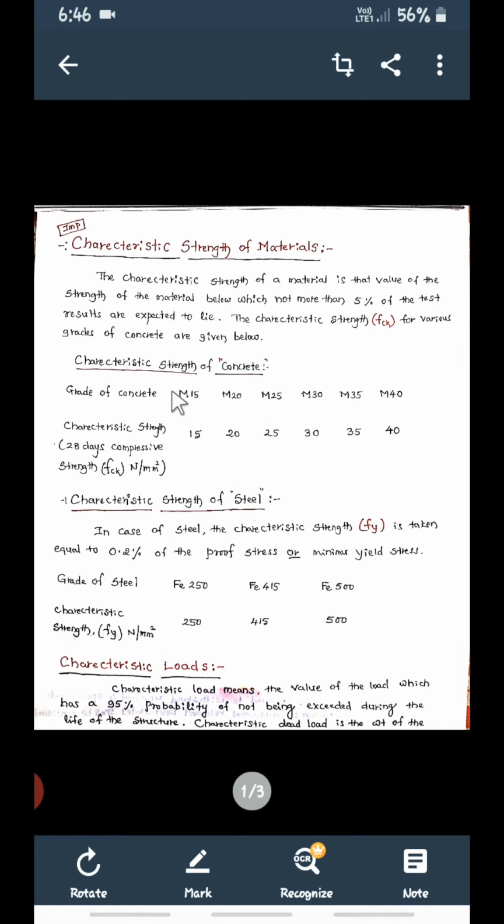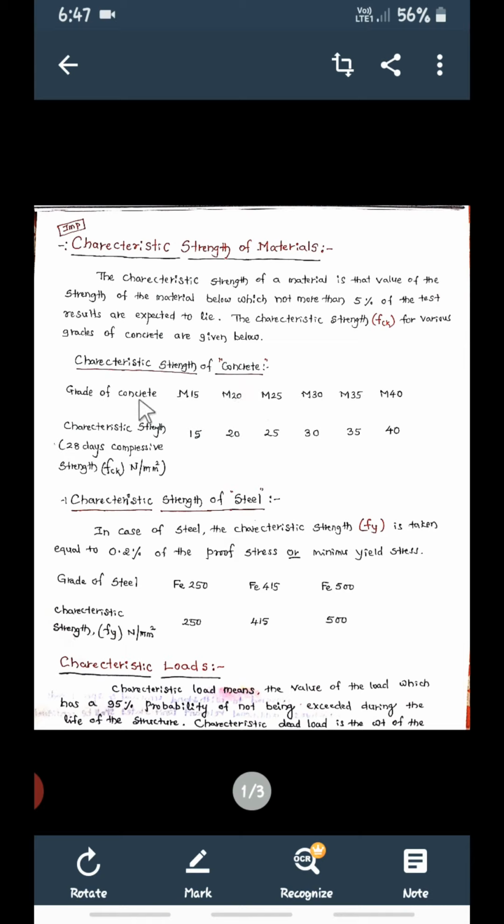as M15 grade concrete. Suppose out of 100 cubes, 50% of the cubes, 50 cubes, give less than this 15, then I cannot say it is M15 grade concrete. Right? So if 95% of the cubes, or 95 cubes, give more than the required strength, then I can say that is the characteristic strength of concrete.